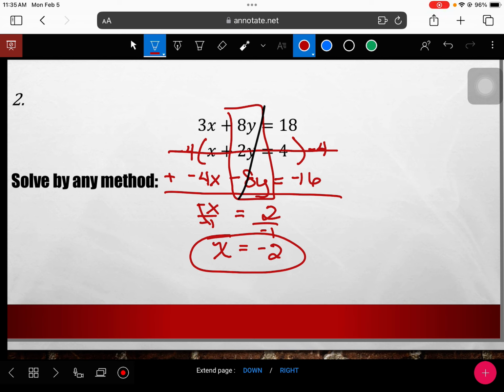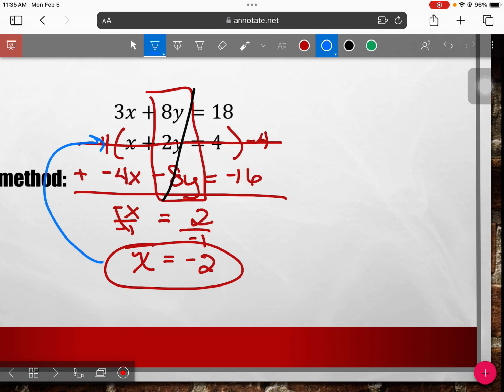Substitute that back in for either one. I'm going for that second one because it has x by itself. So in my second equation, I'm saying x is -2 plus 2 times y equals 4. Any questions about how I did that or why I did that? Okay, I am solving for y. What do I have to do here mathematically first?